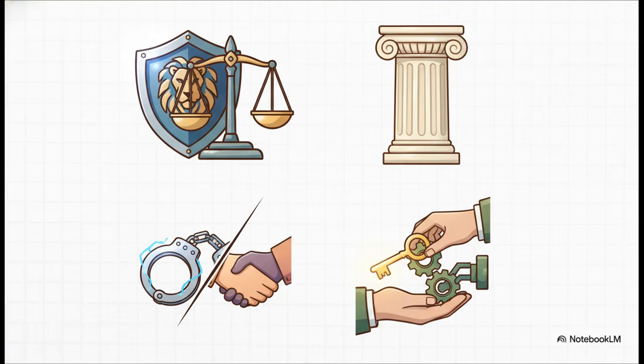Okay, so for your revision, here are the 4 absolute must-know points. 1. Laws are here to protect us and keep things fair. 2. The whole system is built on huge principles like the rule of law. 3. Know the difference between criminal and civil law. And 4. You have rights and you also have responsibilities.